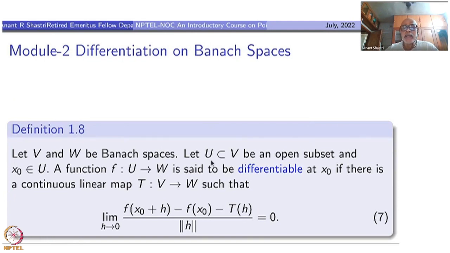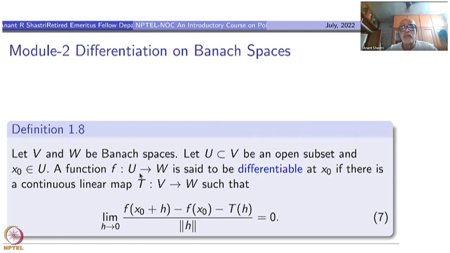Take a subset U contained inside V, an open subset around a point x0. V is a normed linear space, so open subset makes sense because we are using the norm to induce a metric, to induce a topology. Okay, start with an open subset U around a point.